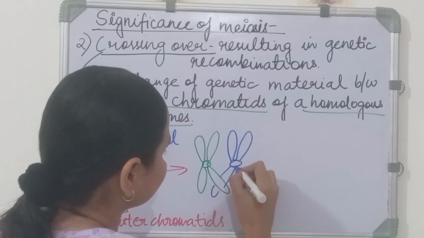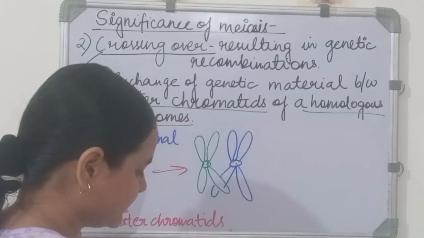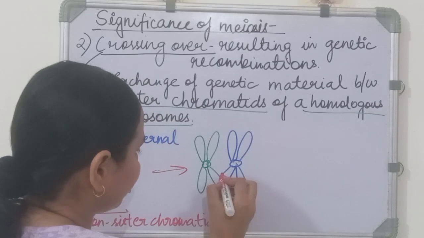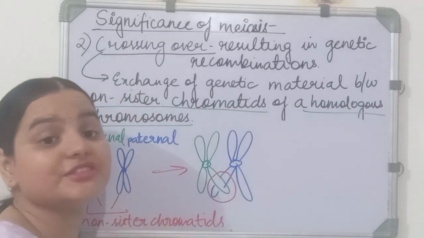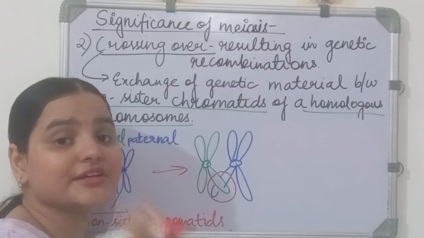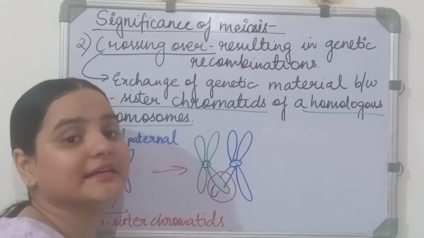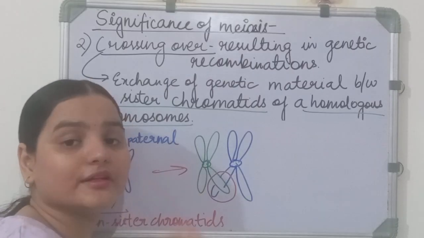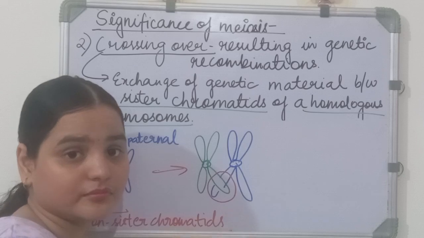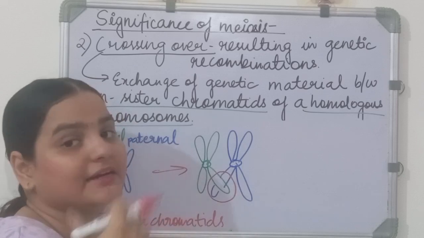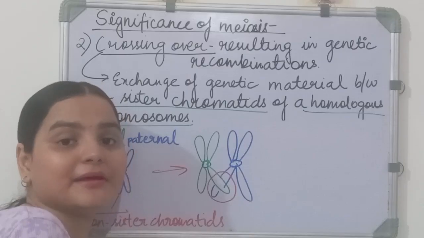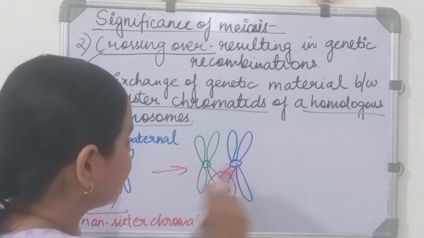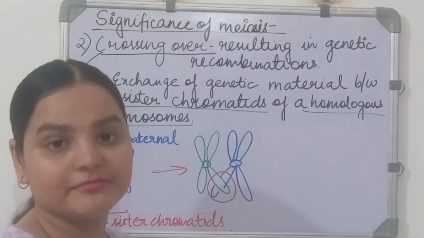This is the paternal chromosome. So here, this point, here they are exchanging their genetic material. What does this genetic material mean? Genetic material contains genes for certain characters. It may be genes for your hair color, your eye color, your height. So it may be any gene. So here this genetic material will be exchanged.